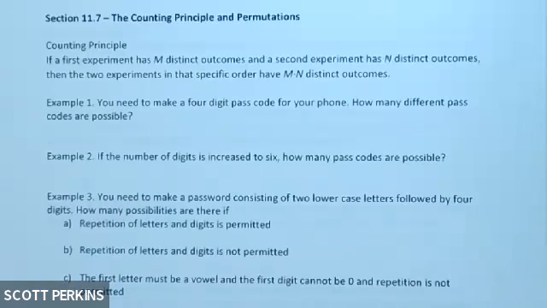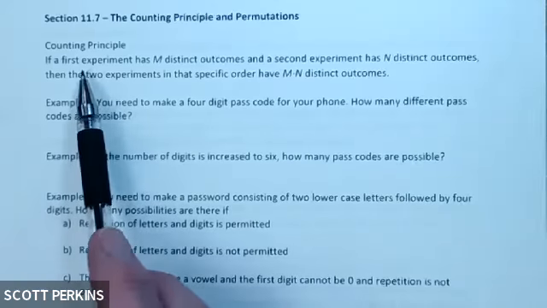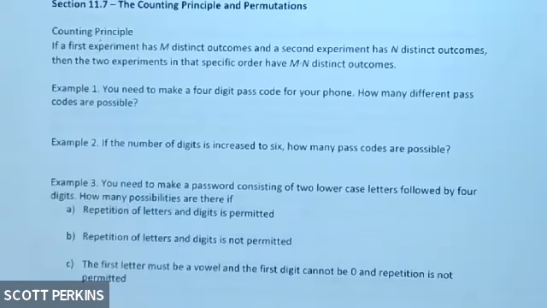Section 11.7 is going to resurrect something that we talked about previously in section 11.4. If you remember in 11.4, we talked about tree diagrams, but before we talked about tree diagrams as a way to construct the entire sample space, all the possible outcomes, we talked about this thing called the counting principle. And so 11.7 starts off again with the counting principle, but we're going to take it in a slightly different direction this time. So again, just to refresh your memory, the counting principle says this.